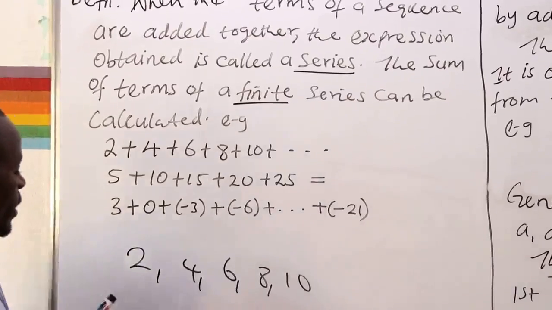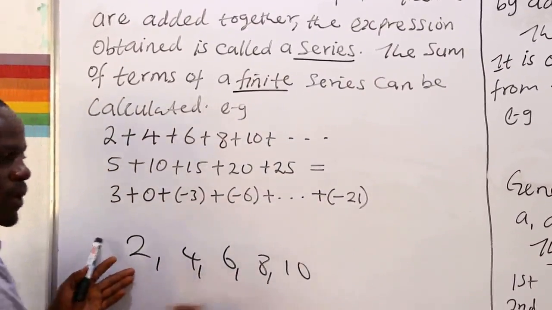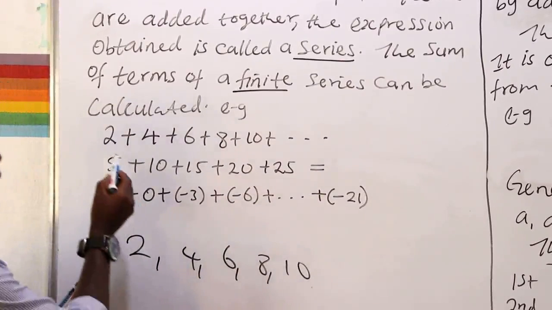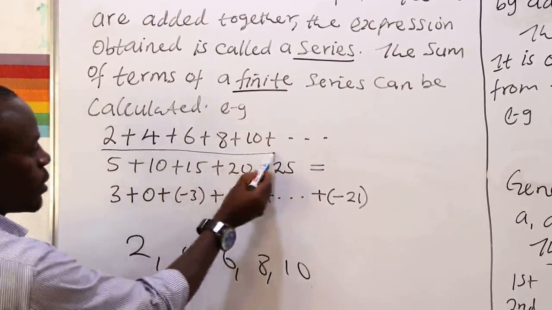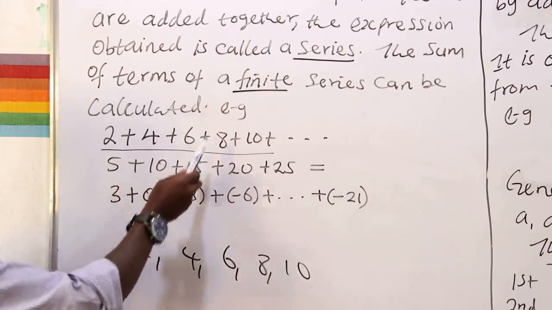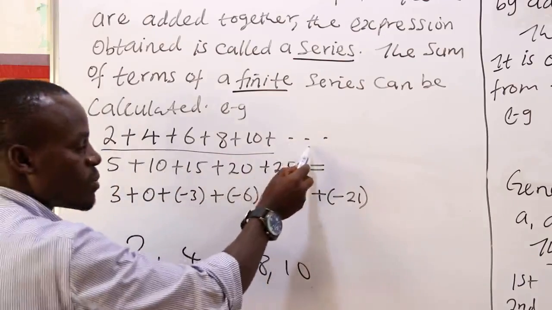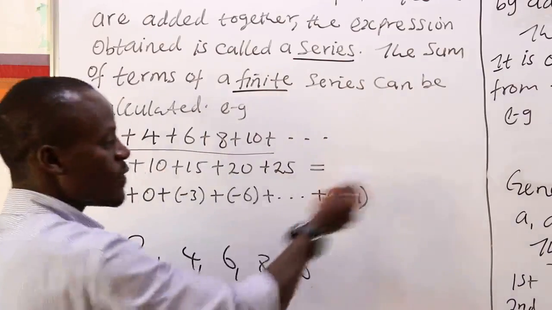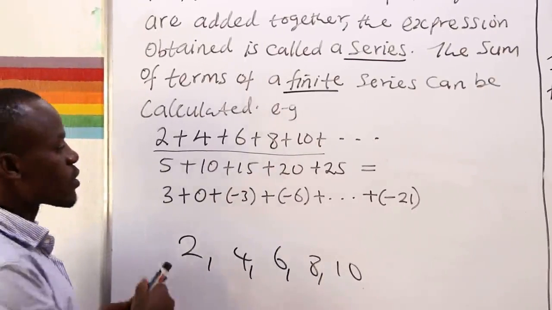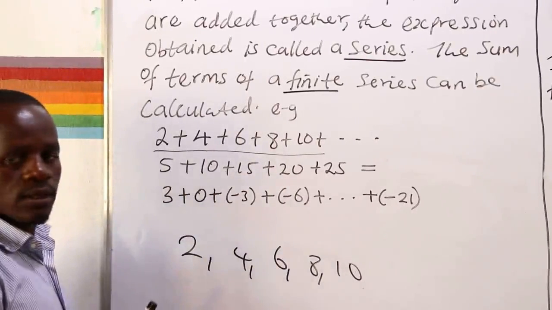Like we had a sequence 2, 4, 6, 8, 10. By the time you add them together, what you obtain is called a series. So this is a sequence, but when we add, instead of 2, 4, 6, 8, 10, we now have 2 plus 4 plus 6 plus 8 plus 10, and these 3 dots mean there are so many other members of this series. So it's an infinite series.